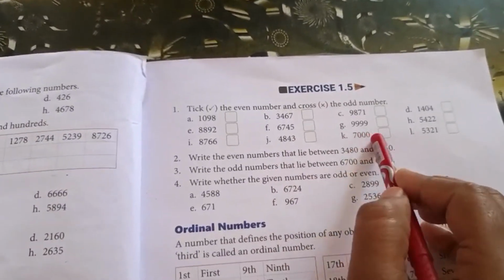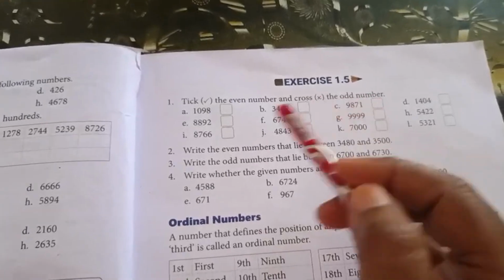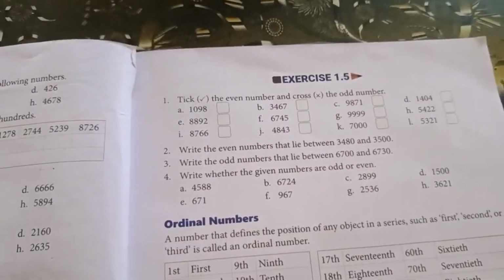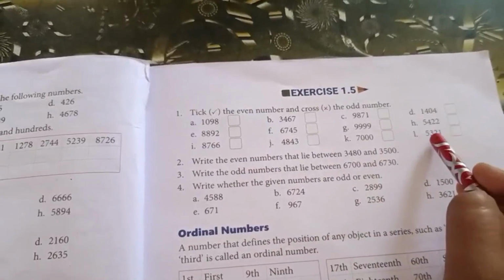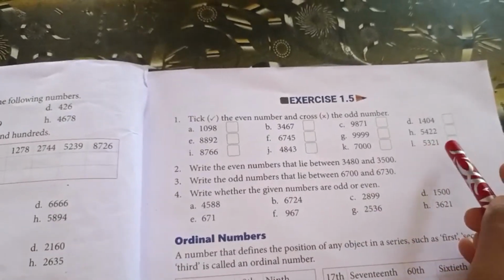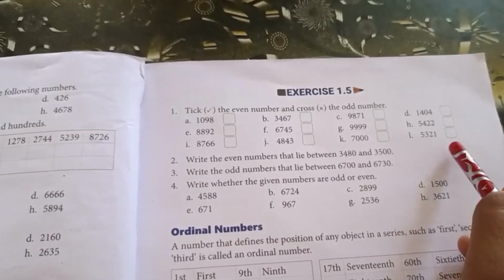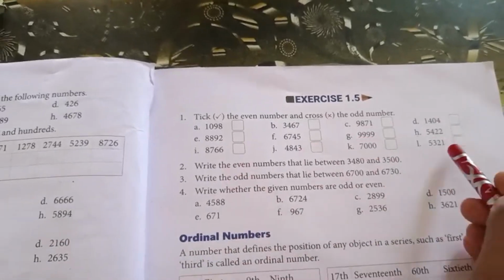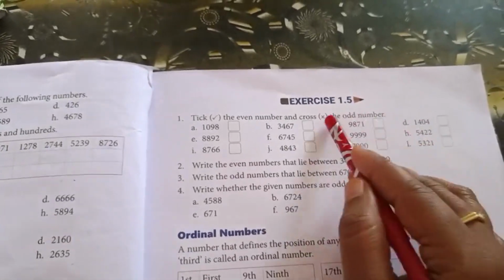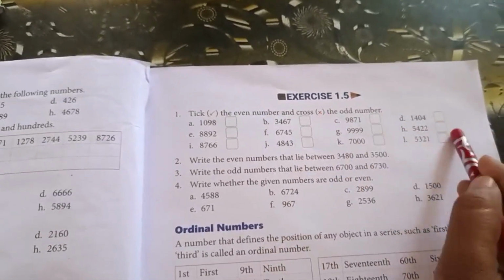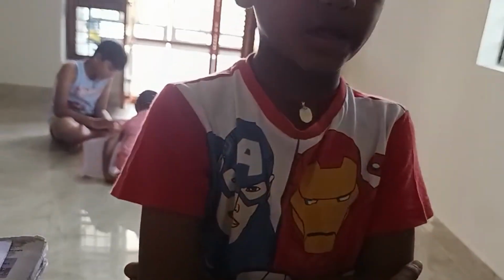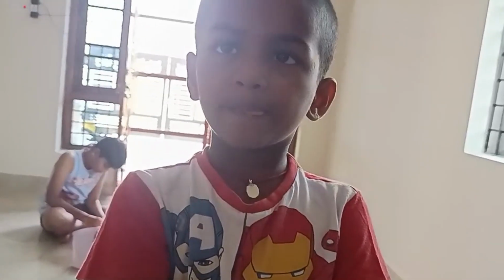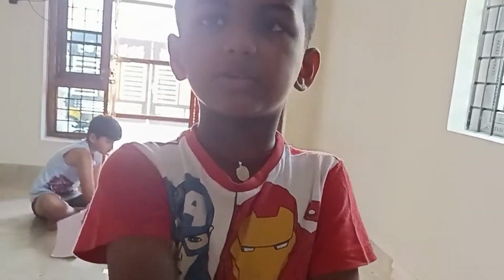7000. All zeros came. The ending is 0. Which number is this? Even. We have to give a tick mark. 5321. Odd number. 1 is an odd number. For the ending one, we have to give a cross mark. Okay? Do it like this only. Understood this one? Yes ma'am. Even and odd numbers, understood. Very good.